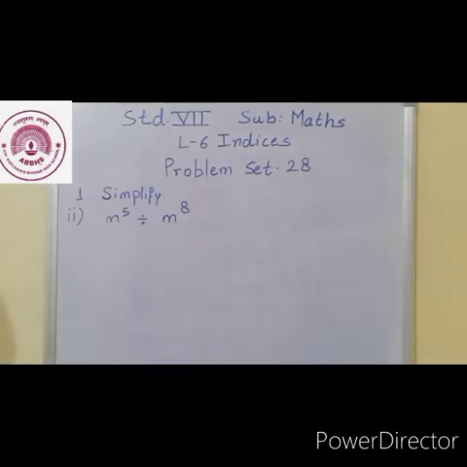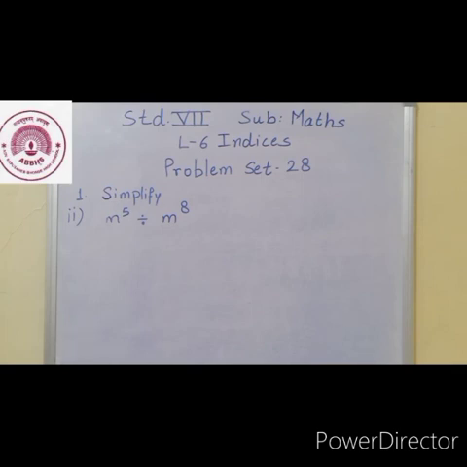Now come to problem set 28 on page number 46 of your textbook. Question number 1 is simplify. Come to the second part, that is m raised to the power 5 divided by m raised to the power 8. As you can see, in both the indices, base is same. What is the base? Yes, base is m.